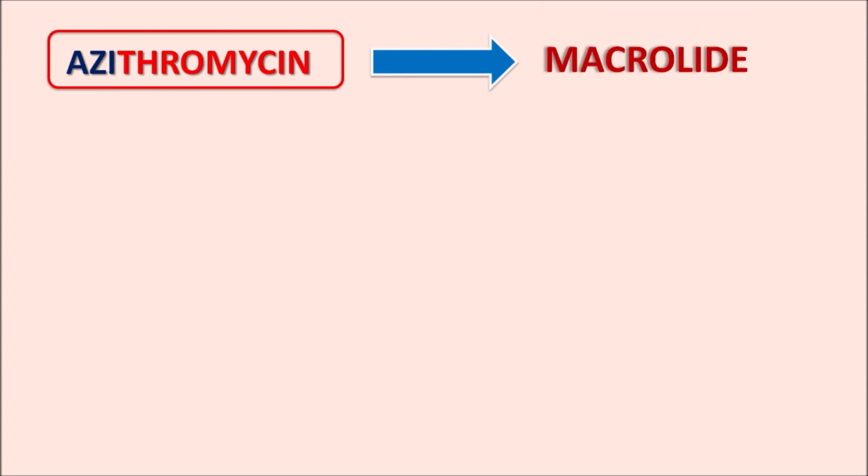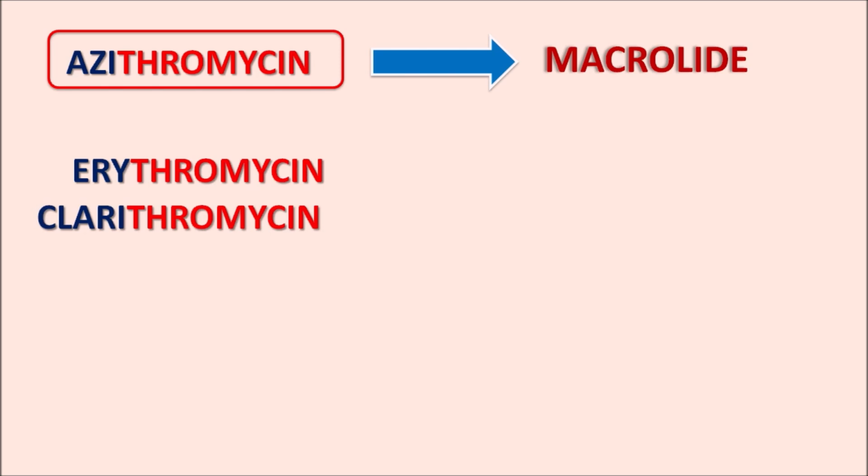We can see the suffix thromycin. We still have a few antibiotics ending with the suffix mycin, but this drug has the suffix thromycin. This suffix indicates the drug belongs to the chemical class of macrolides. A few of the other drugs within this category are erythromycin and clarithromycin. These two drugs have the similar suffix thromycin.